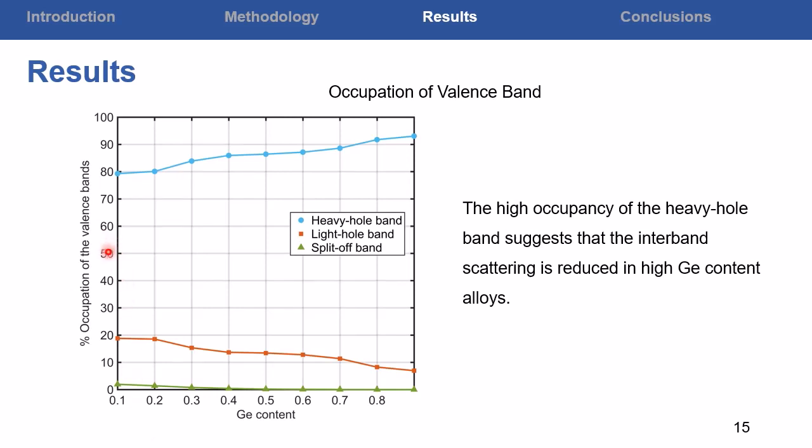So, looking at the graph of the occupation of the valence subbands as a function of the germanium content, we can notice that the heavy-hole band is always the most occupied subband. However, for higher germanium contents, we can see that the occupation is even higher. So this suggests that interband scattering is less likely to happen for higher germanium content alloys.